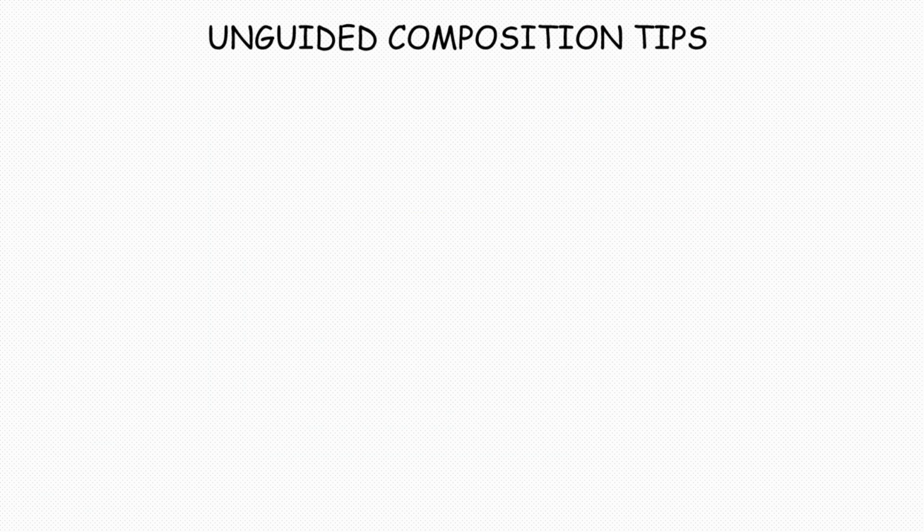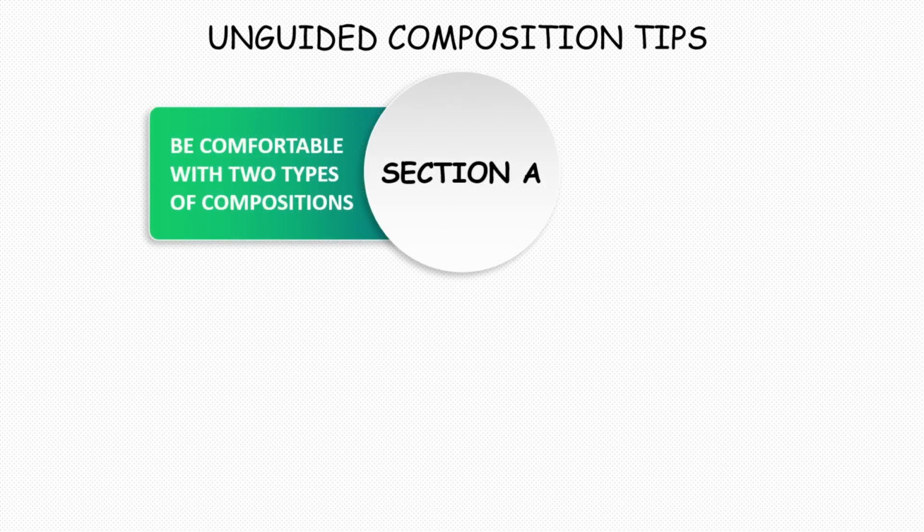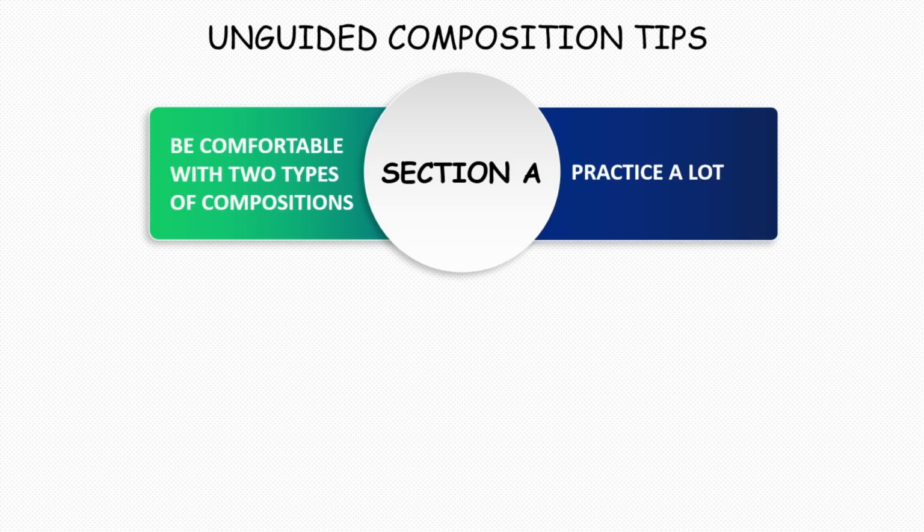Alright, so here are some tips for dealing with the unguided compositions. By grade 12 term 3, you should be comfortable with at least 2 types of compositions, e.g. narrative and argumentative compositions. And for you to be good at anything, you need a lot of practice. The same is true for composition writing. Make sure you constantly practice and give your work to a friend or teacher to go through and correct you where you have gone wrong.